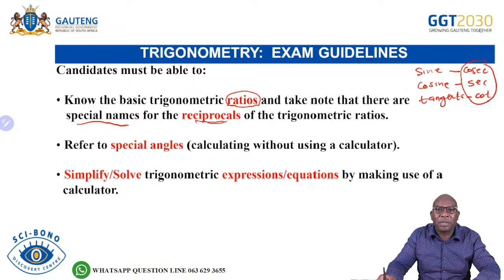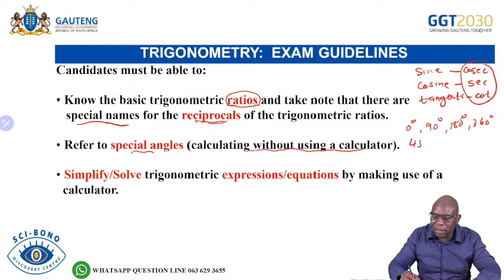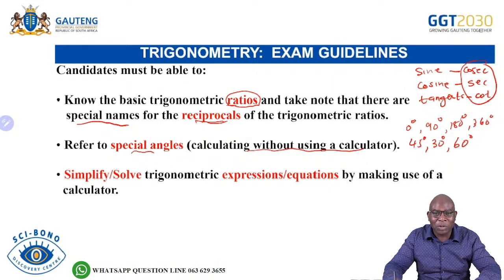So those are their reciprocals. They've got names. Okay. You must refer to special angles, calculating without using a calculator. That's your special angles, meaning that, you know, your 0 degrees, your 90 degrees, your 180, you know, 360, and then you have your 45 degrees, 30 degrees, you have your 60 degrees. Those are called special angles. But we know you use the calculator. And if you put decimals, then we know you have used the calculator. But mostly now the calculators give you a fraction, you leave it as a fraction. Then you use that calculator, but leave your answer as a fraction. Then we know you have not used the calculators.